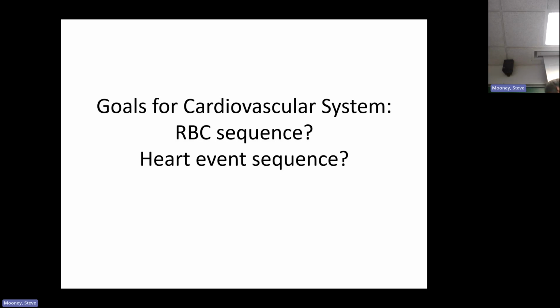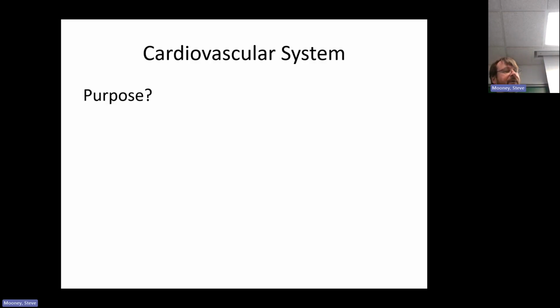And then when we get to the heart function, I want you to be able to put the heart events, the heart sequence, in order, the events that happen. So those are our goals for this section. So we'll start with kind of the purpose. What do we know about the cardiovascular system?